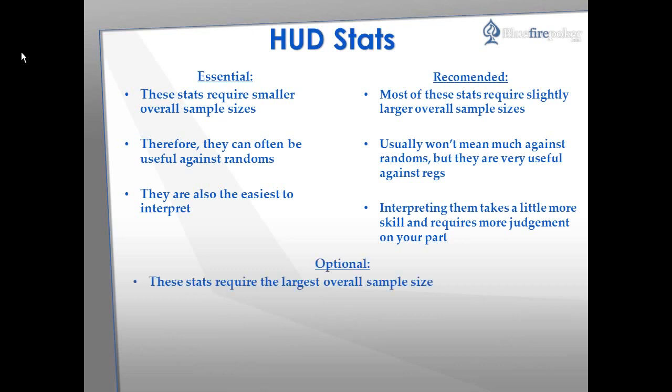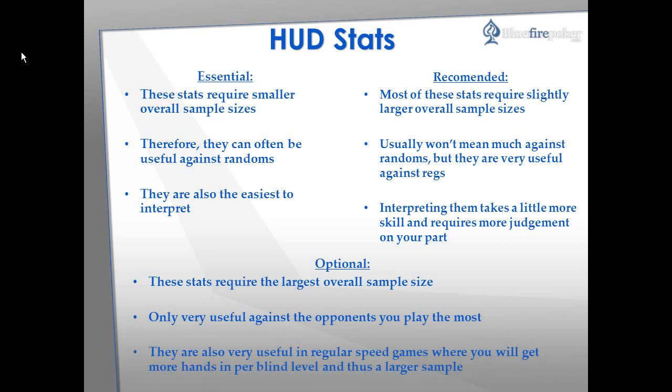And finally, I'll show you some optional stats, and these will require the largest overall sample size. And they're only very useful against the opponents you play the most, but against those opponents you will have a lot of data, and you can look for more weaknesses to exploit by using these stats. Also, they're very useful in regular speed games where you'll get a lot more hands in per blind level, and thus you'll have a larger sample size to work off of.